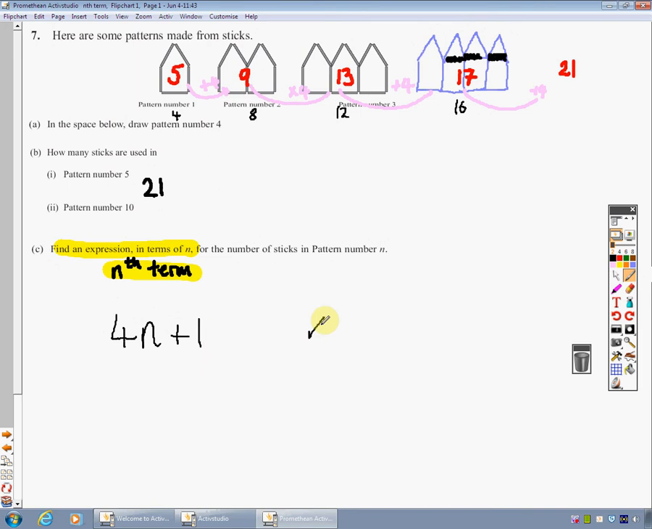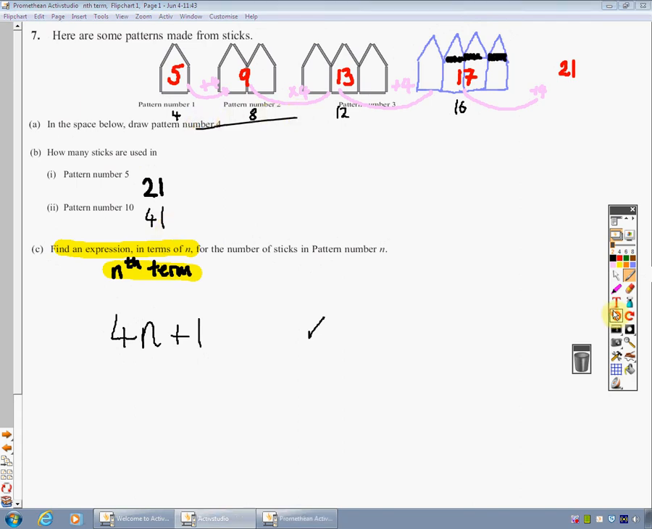Now I've got to be careful here because I actually jumped out a question. It asked me to find pattern number 10. The reason I jumped out was I can now use my rule, my formula if you like, my expression, to get the total number of matches for pattern number 10. If n is 10, 4 times 10 is 40, add the 1, 41. Job done.